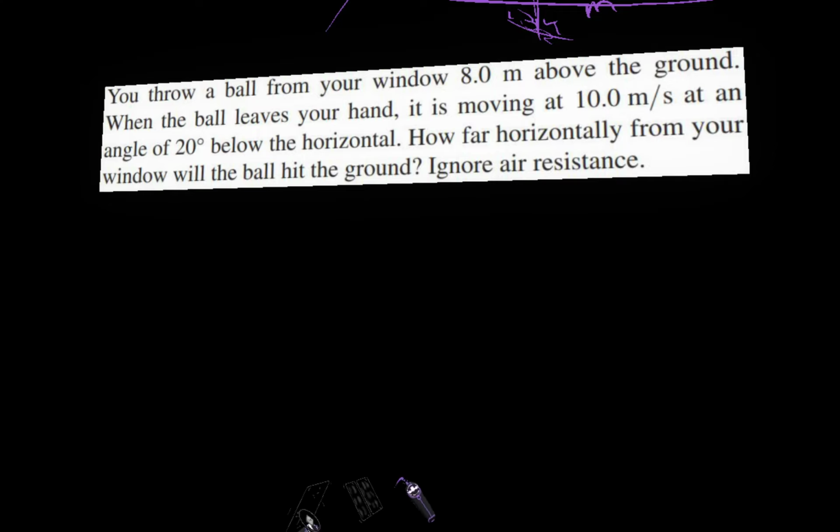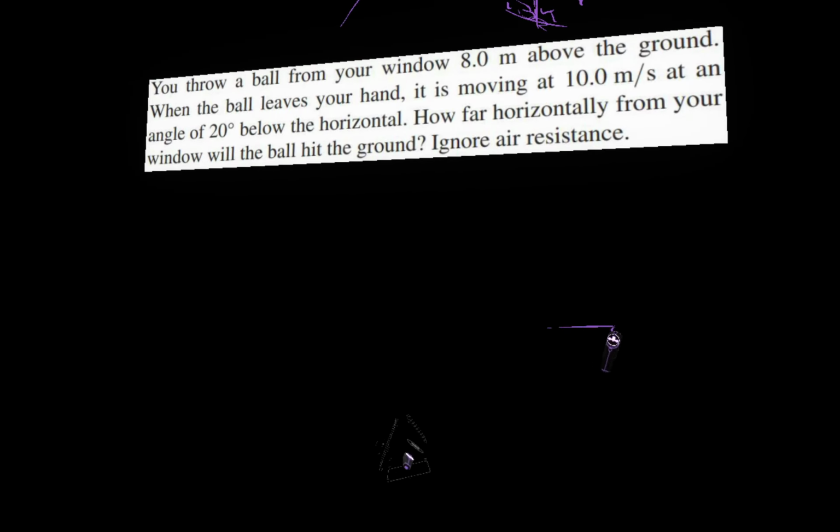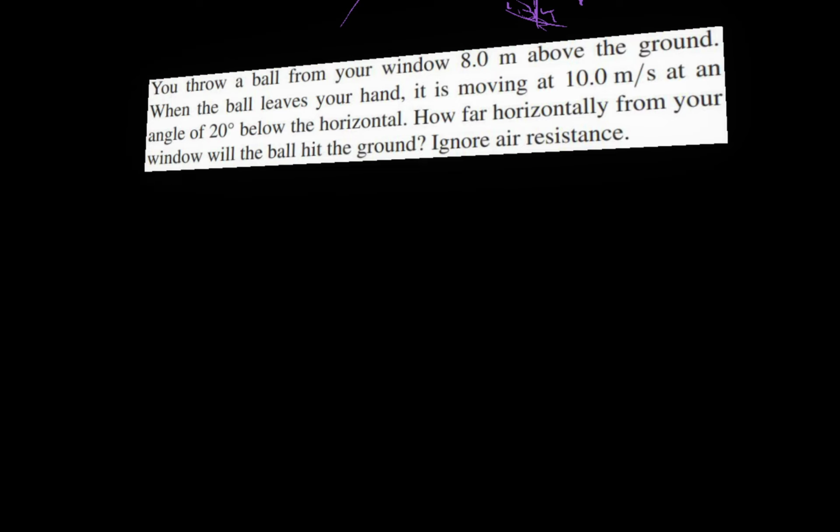Okay. So you have your diagram that you did. Let's go through it together. Because this is a weird one, right? You're throwing something out a window. It's not starting on the ground, or if it is starting on the ground, it's going downwards, right? It's falling out of the window.